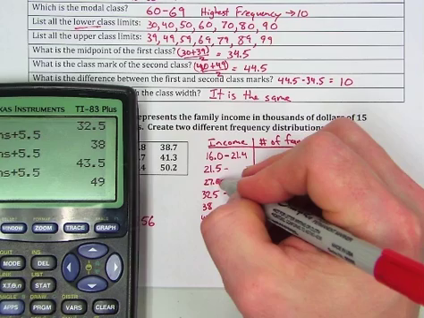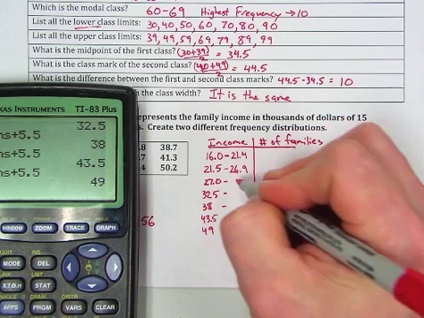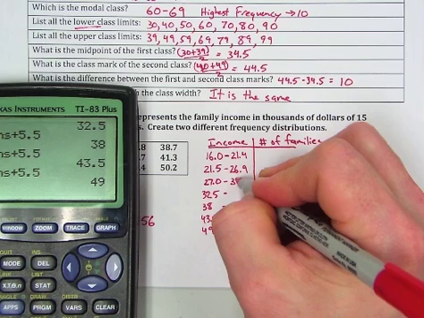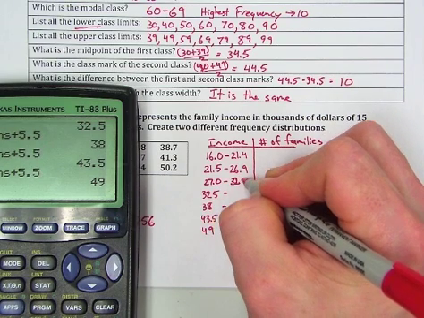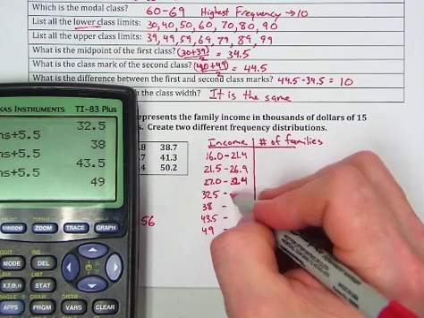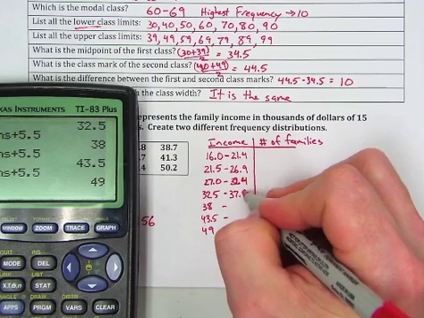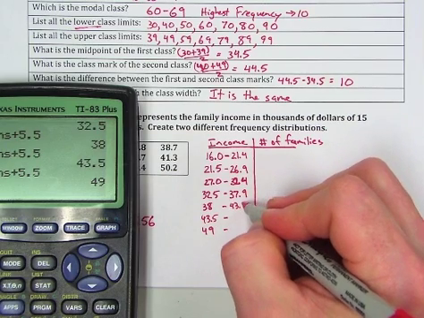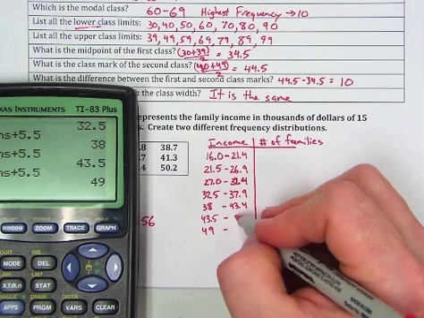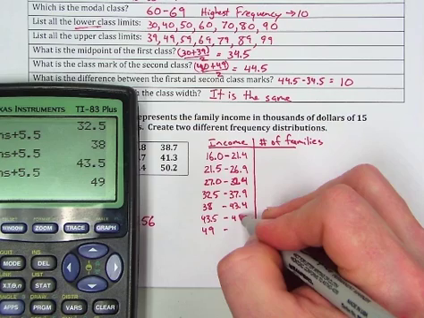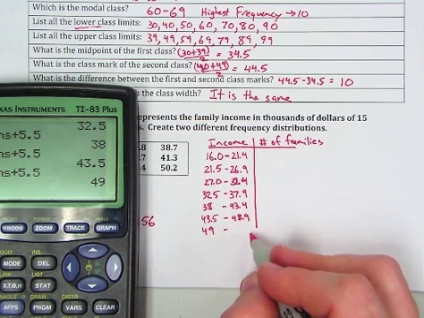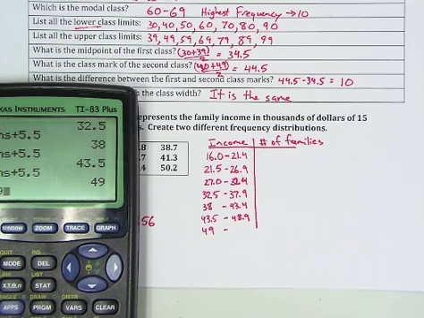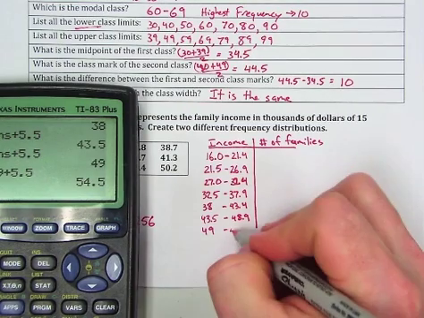So here 27 would go to 26.9. Here 32.5 goes down to 32.4, sorry. 38 would be 37.9. 43.5 would be 43.4. 49 would go down to 48.9. Now this one we really can't go down, so we do need to add our 5.5. So 49 plus 5.5 is 54.5.